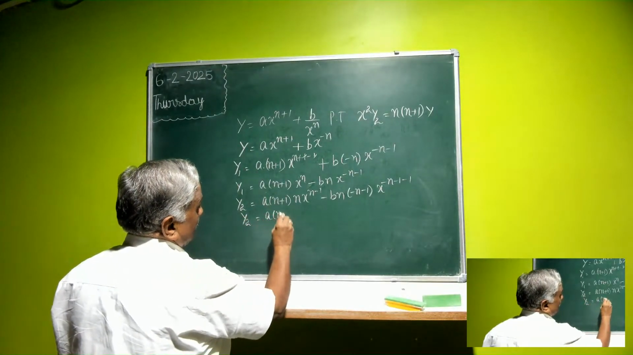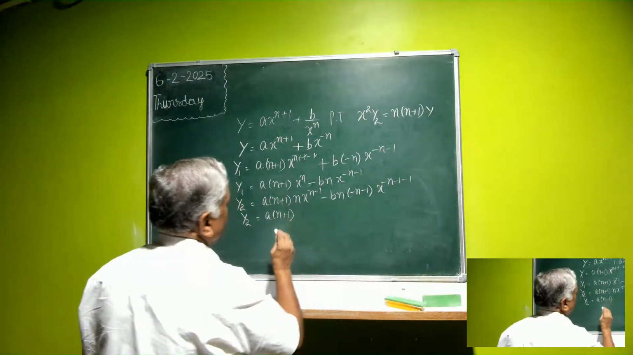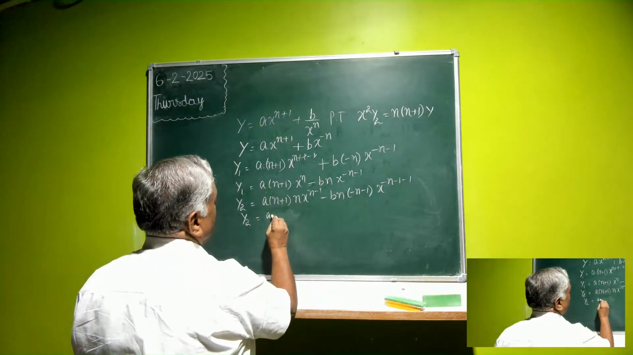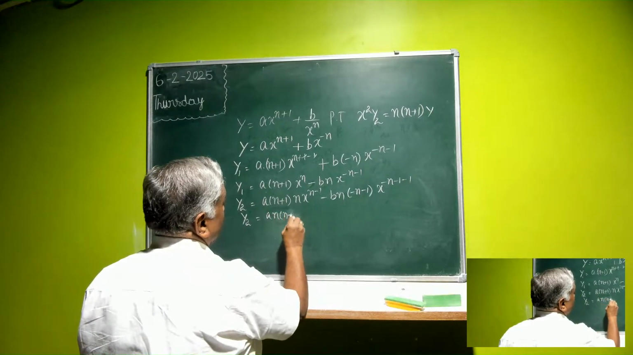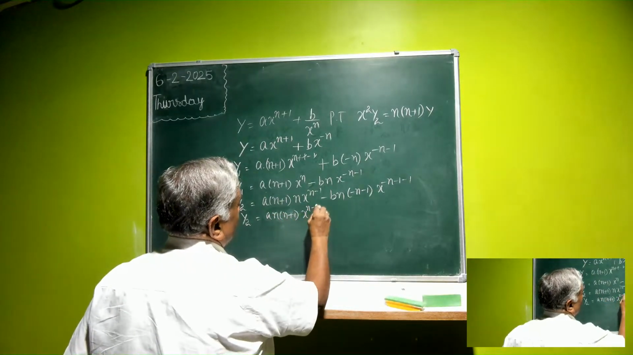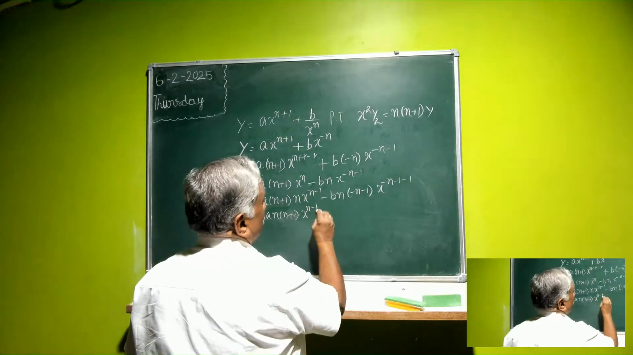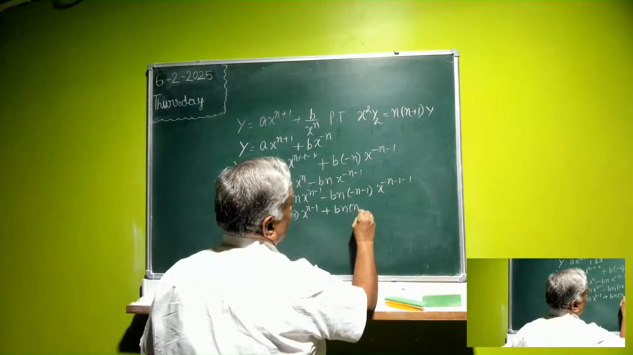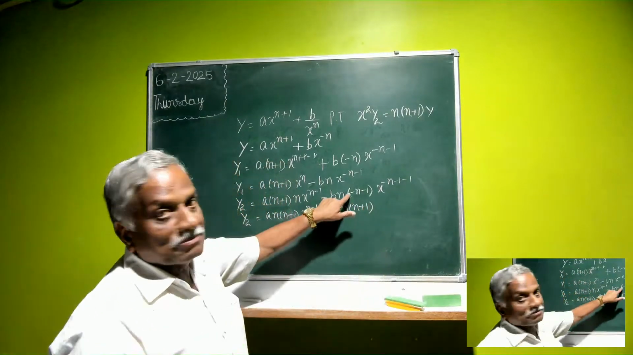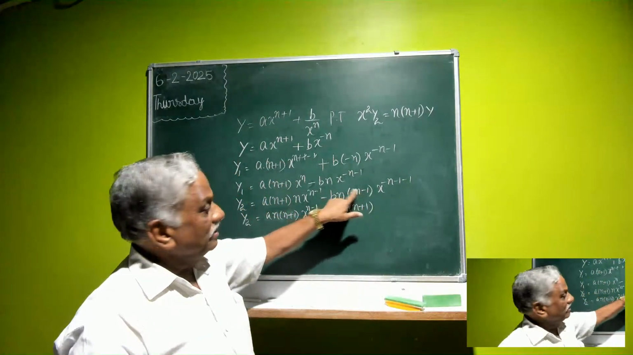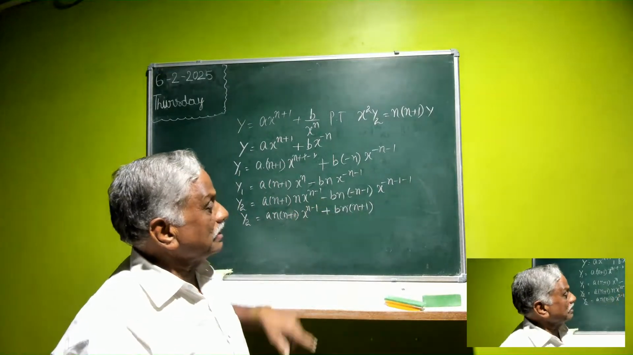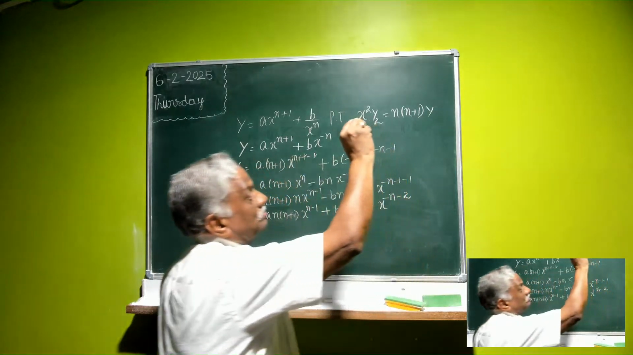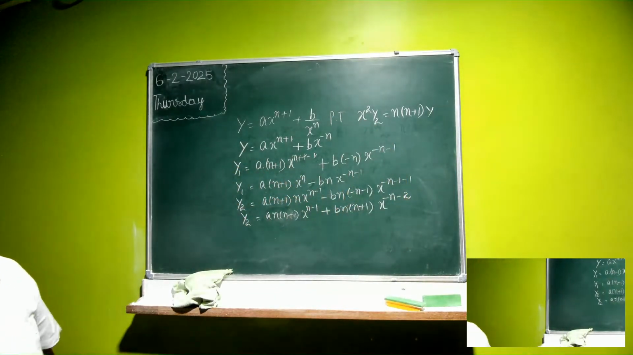A into n plus 1. Let us write in order. A into n into n plus 1, x to the power of n minus 1. So here I can take minus n common, it becomes bn into n plus 1. I repeat, by taking minus n common, I get minus of n plus 1. This minus will come here and this becomes plus x to the power of minus n minus 2, because minus 1 minus 1 is minus 2.